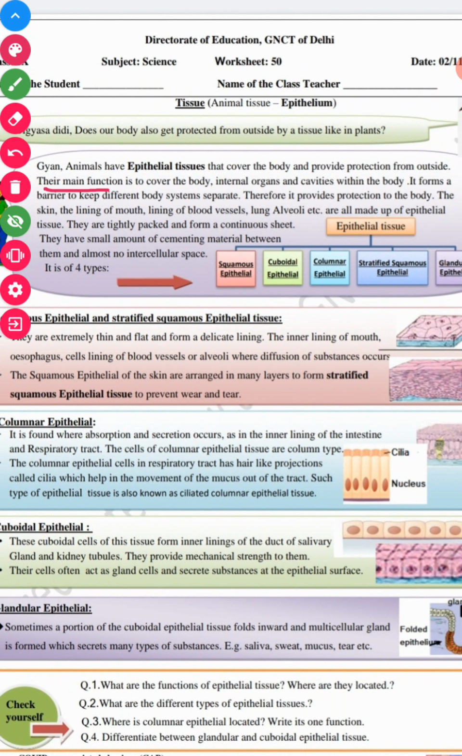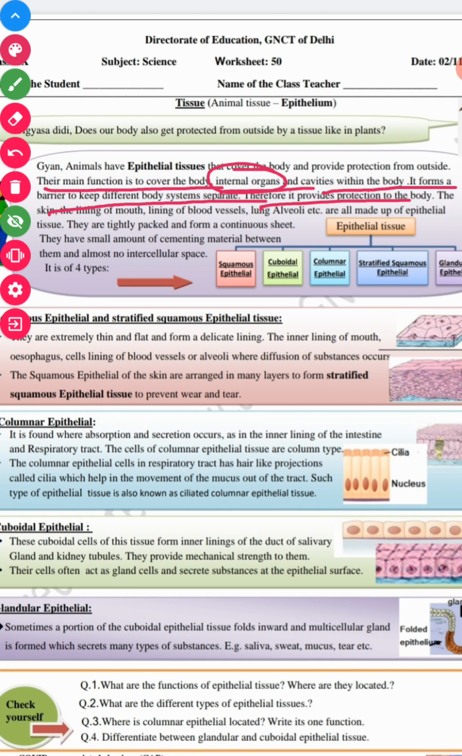Their main function is to cover the body, internal organs and cavities within the body. It forms a barrier to keep different body systems separate. It provides a kind of barrier between the different body organ systems from each other within the body.